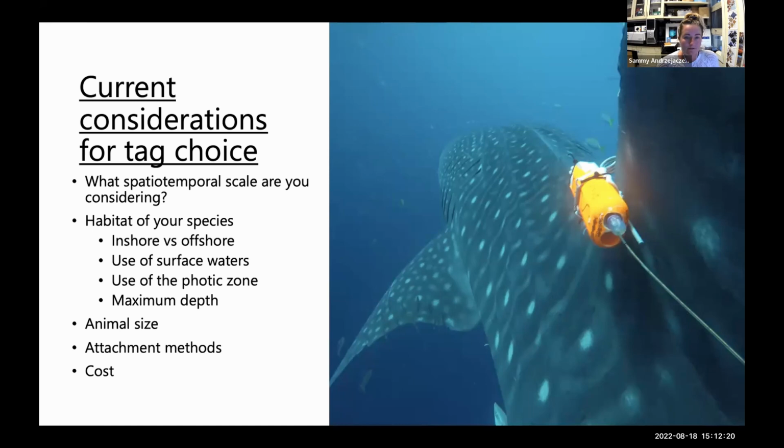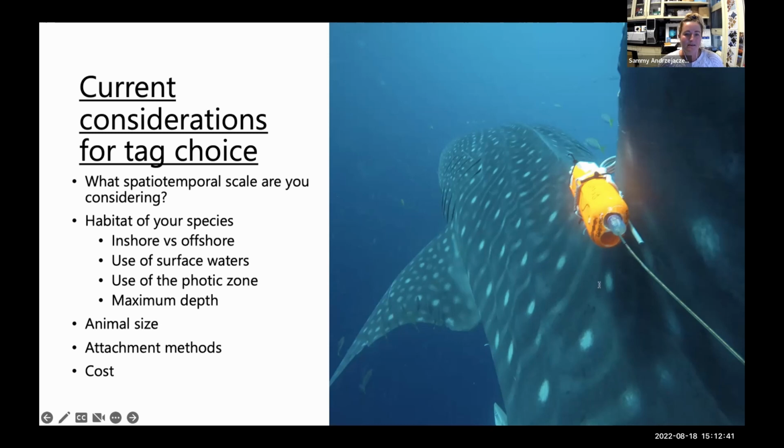How deep does it go? Some sensors will implode beyond 800 meters or 2 kilometers. How big is your animal? Some of these tags would not look good on a little 1 meter shark. How do you attach it? What are the ethical and logistical constraints? And also, how much does it cost? That tag on that whale shark there is about $10,000, which is way beyond the average PhD student's budget.